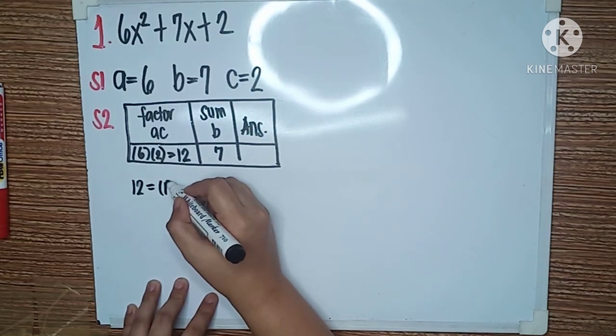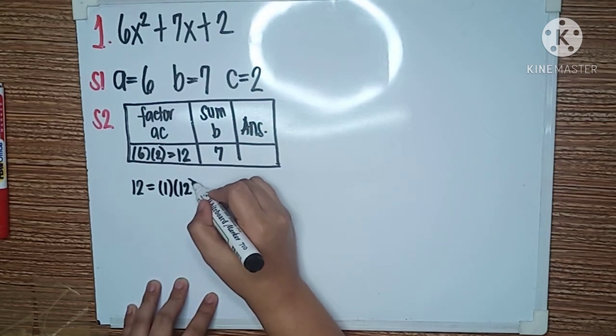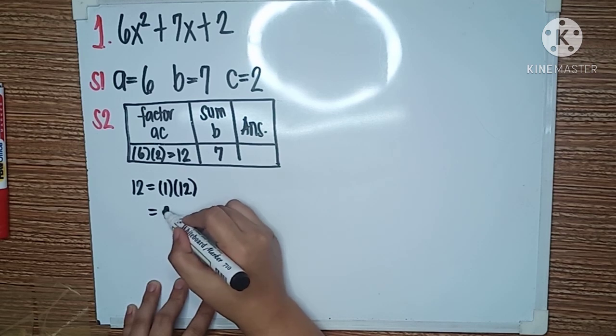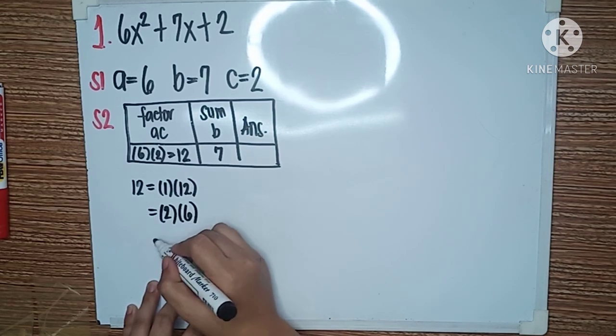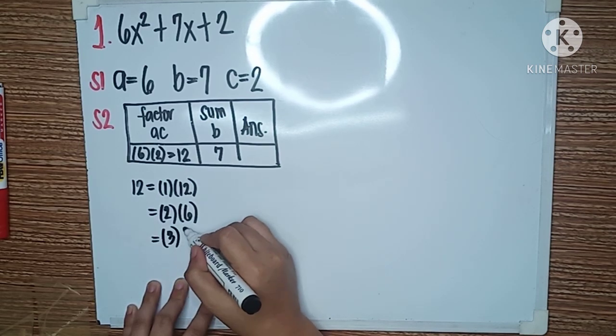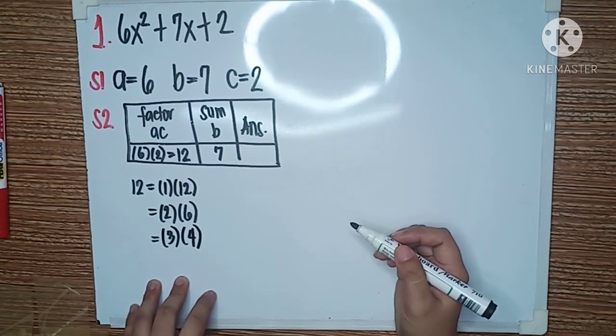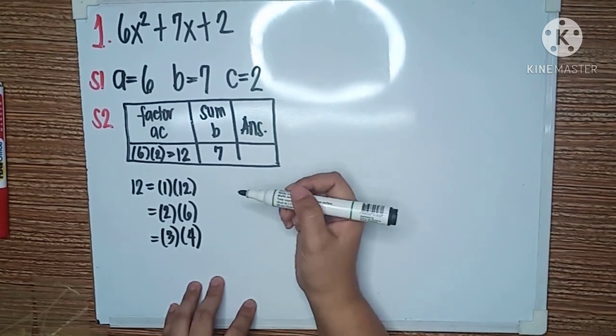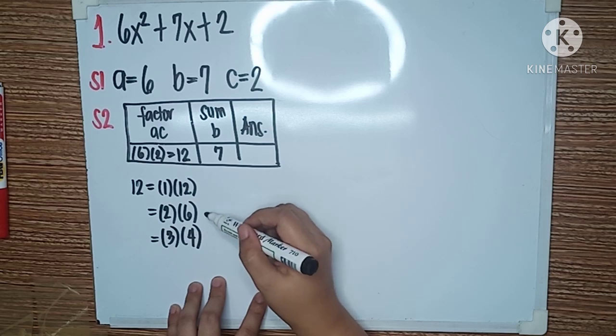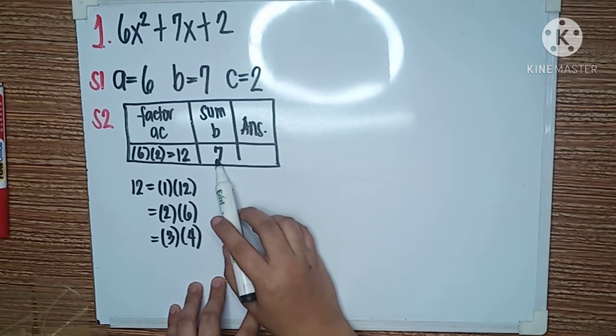And that is 1 and 12, 2 and 6, 3 and 4. Okay. So, let's do trial and error. Which of these factors has a sum of 7?